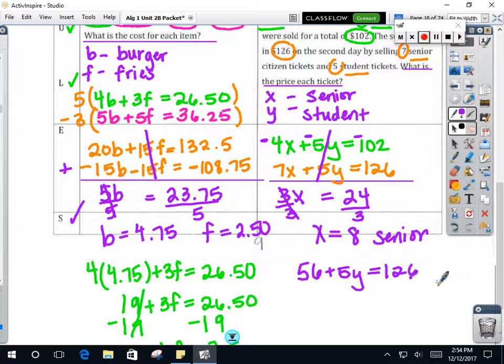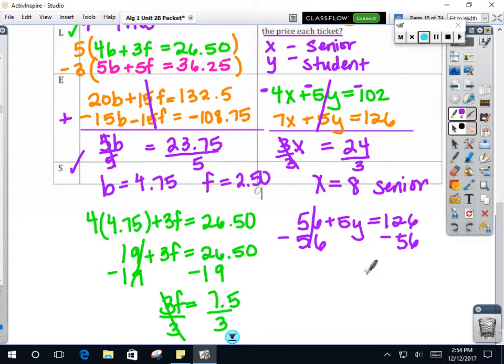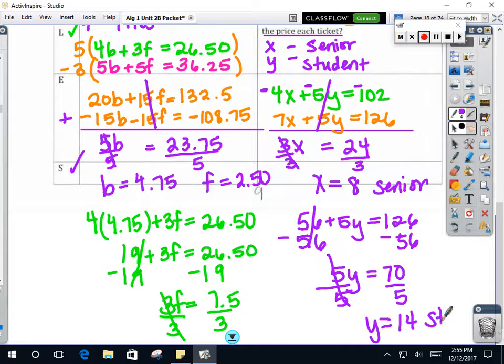Then to solve for y, what do I do? And that becomes 5y equals... No. Now what do I do? And y equals... So that means we have 7 senior tickets and 14 student tickets. 8 senior tickets, 14 student tickets. All right, turn to the next page.